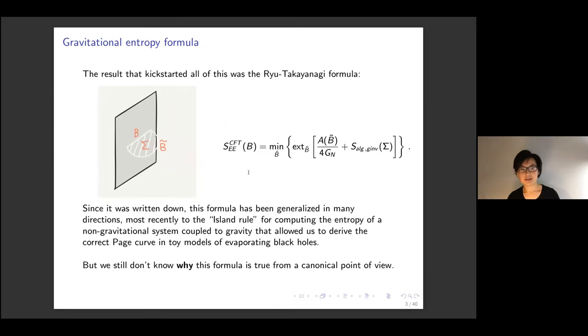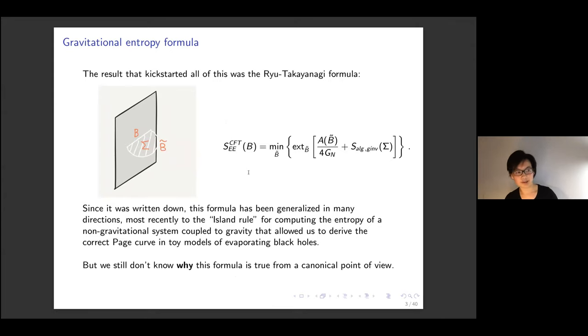So that dictionary entry that kickstarted all of this was the Ryu-Takayanagi formula that says that in states of holographic CFTs with Einstein gravity duals, the fine-grained entropy of a region B in the CFT is given by the area of the minimal area extremal surface B tilde that's homologous to it in the bulk, plus the von Neumann entropy of the quantum fields appearing in the bulk region enclosed by B and B tilde.